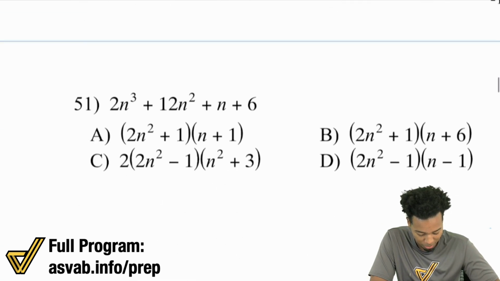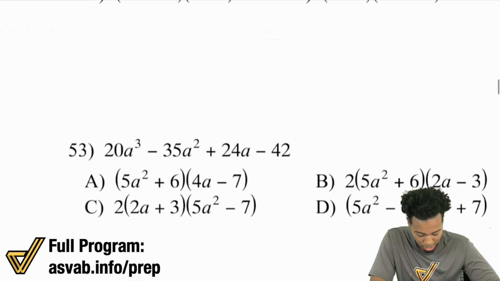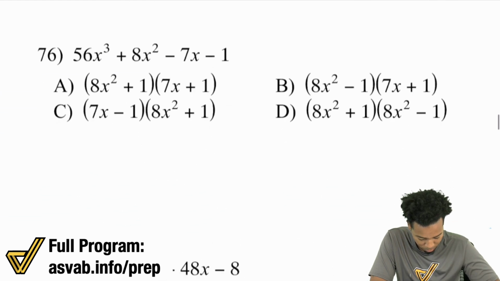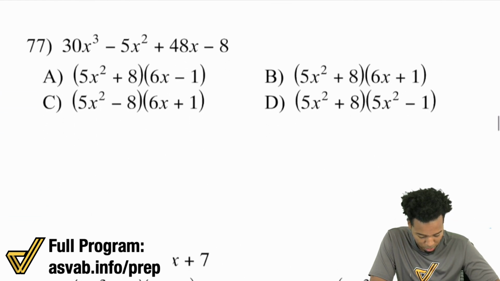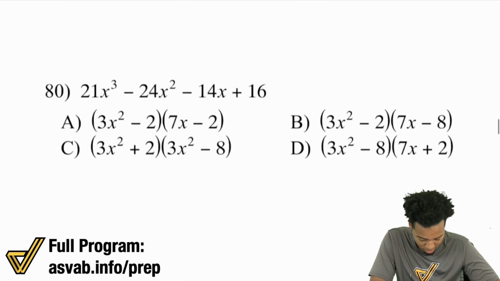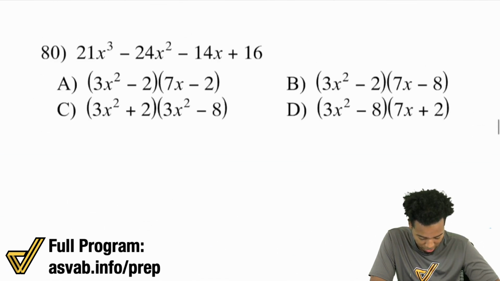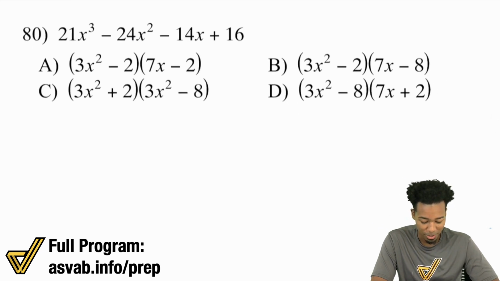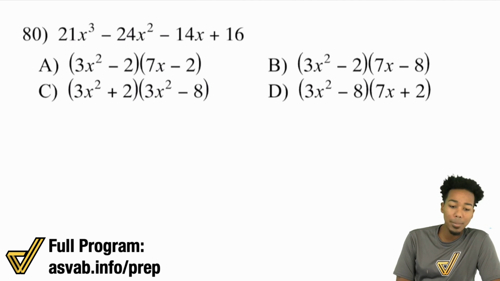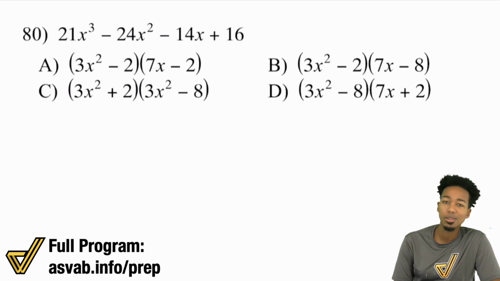Let's go ahead and cap it off with a hard one. So let's go through number 76. These are just bigger numbers, I guess, but let's see if we can find a negative in front. Yeah, I like this one right here. I like number 80. Let's go ahead and go through this one. So we have 21x cubed minus 24x squared minus 14x plus 16.